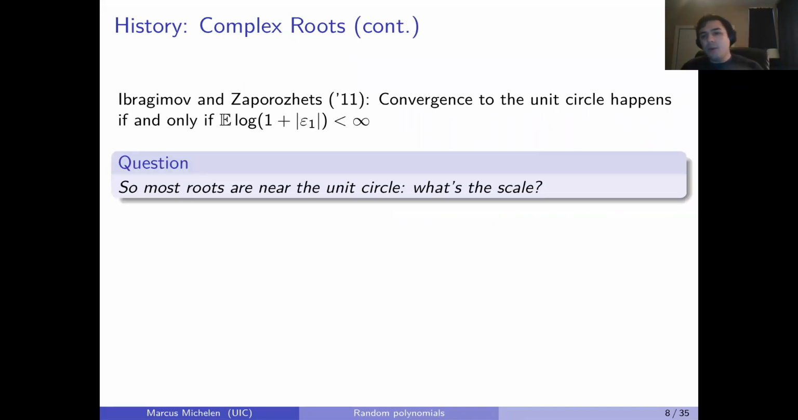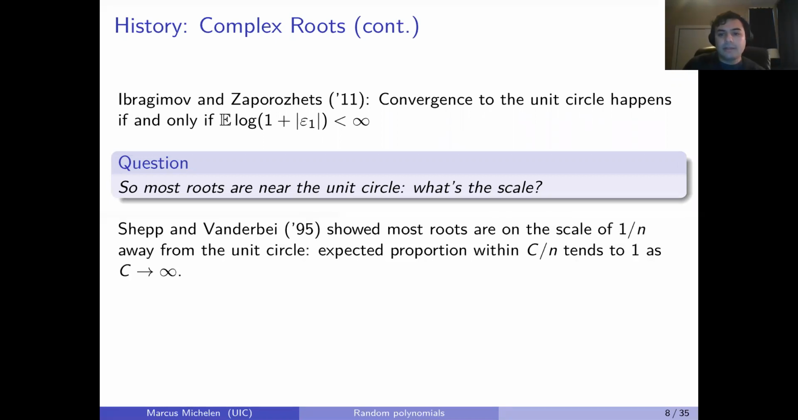So we know most roots are going to converge to the unit circle, but I haven't told you anything about what the scale is. So again, we know that all of our roots are going to be within epsilon of the unit circle for every fixed epsilon eventually, or the vast majority of them will be. But at what rate can I take epsilon to 0? So Shepp and Vanderbei in '95 showed that most roots are on the scale of 1 over n away from the unit circle. And what this means, in the sense they proved it, is the expected proportion within c over n is going to tend to 1 as c tends to infinity.